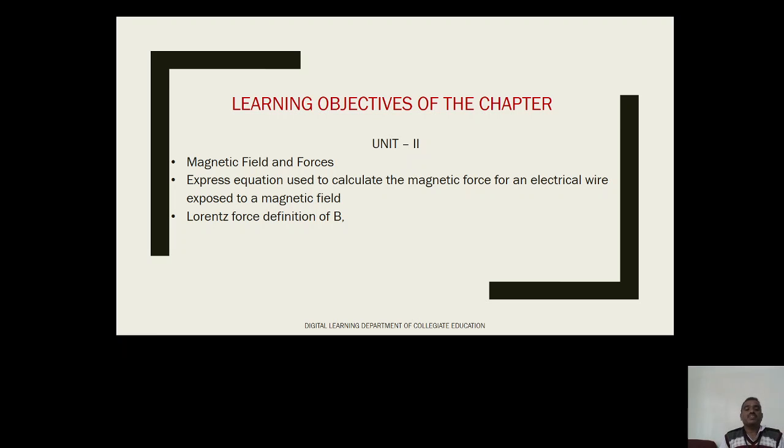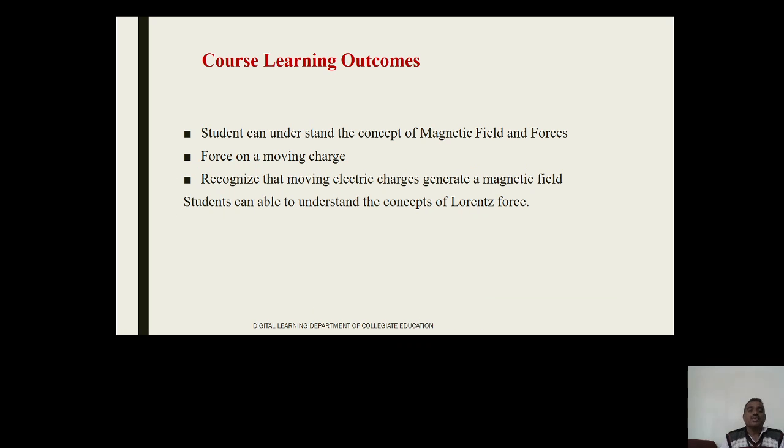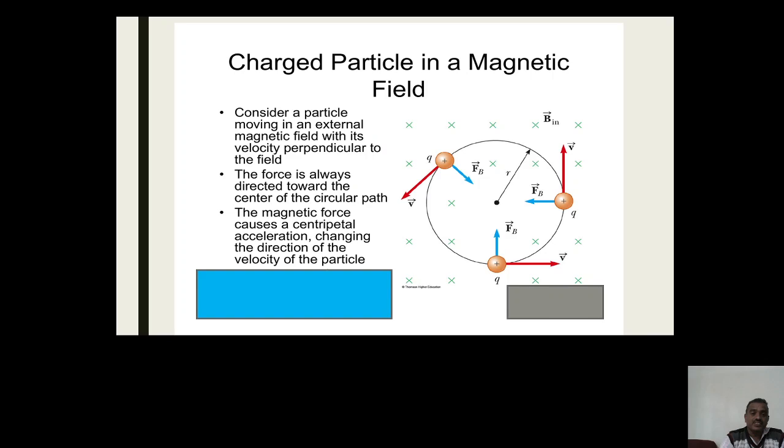The learning objective of this session is so that students can easily understand the magnetic field and forces, the expression used to calculate the magnetic force for an electrical wire placed in a magnetic field, and the definition of Lorentz force. After the completion of this session, students can easily recall the concept of magnetic field and forces, the force on a moving charge, and recognize that moving electrical charges generate a magnetic field, and also the concept of Lorentz force.